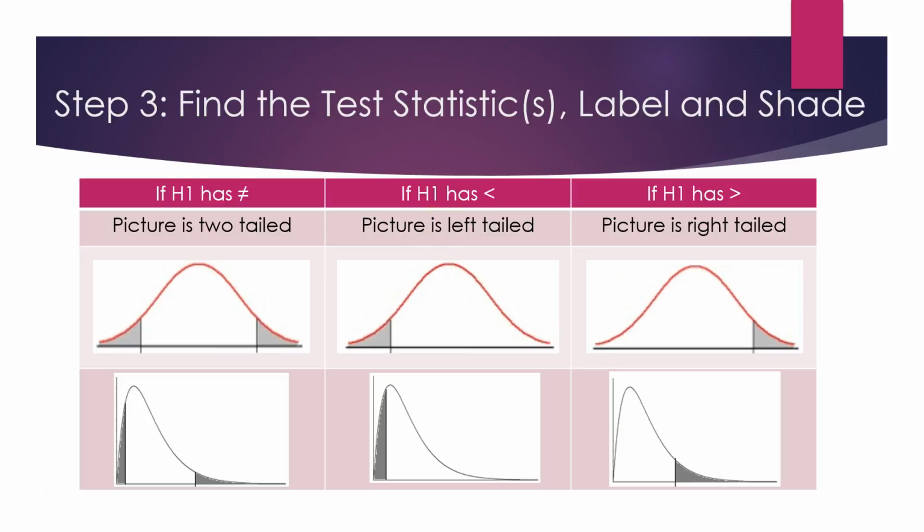Sometimes people just shade the smaller piece. For example, if your Z-score was right here, but your test was left-tailed, some people will just shade the right because it's smaller. That's not always the case. You always need to look at your H1 to decide what to shade.